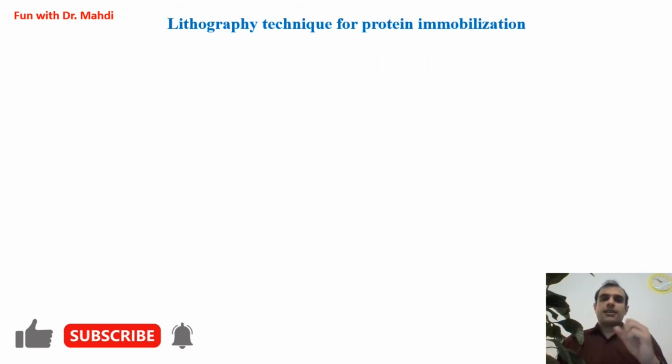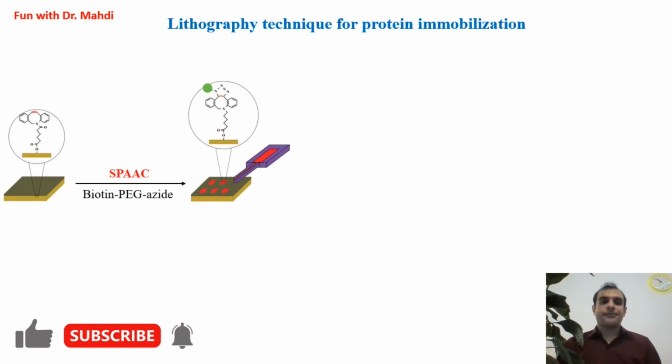We use lithography for printing the molecule and doing click reaction, and here we would like to do lithography for immobilization of protein. Here we have selected streptavidin. I mean, we would like to immobilize streptavidin on the surface with the help of lithography and printing the molecule. Again, we use the SPAAC click reaction. We have alkyne on the surface. I mean, we have cycloalkyne on the surface.